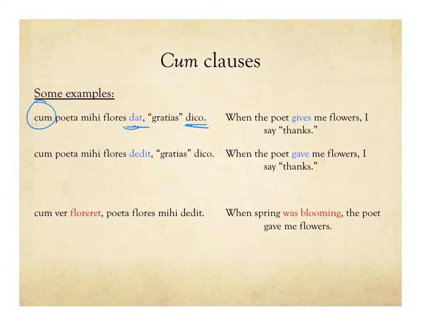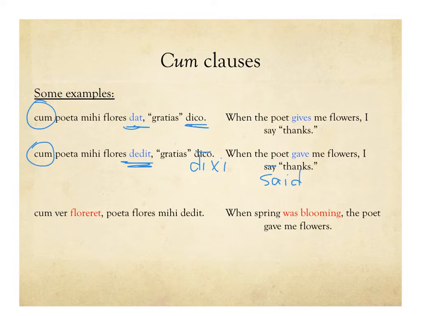And if we put this in secondary sequence, in this situation again, cum is going to take the indicative. Cum poeta mihi flores dedit, gratias dixi. Right? So when the poet gave me flowers, I said, thanks. So all we're doing in this situation is taking that first situation and putting it into the past tense. You can see that for both of these, we're really using the indicative because what we're talking about is a factual situation. So the poet gives me flowers, and so when he does that, I say, thanks. When the poet gave me flowers yesterday, I said, thanks. There's nothing subjunctive-y about it. There's nothing possible or uncertain. This is just something that happened.